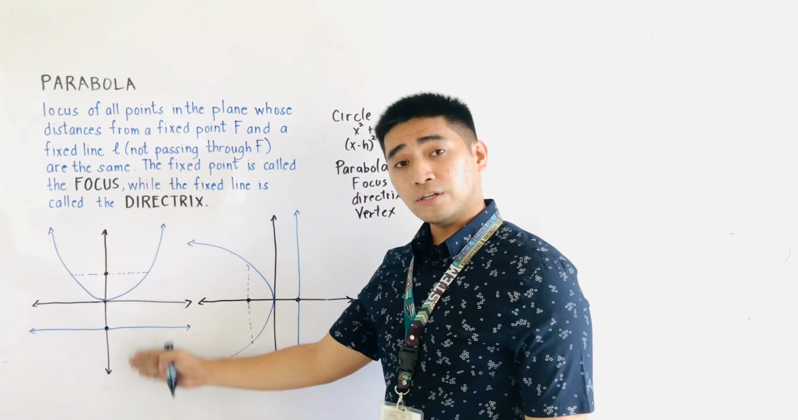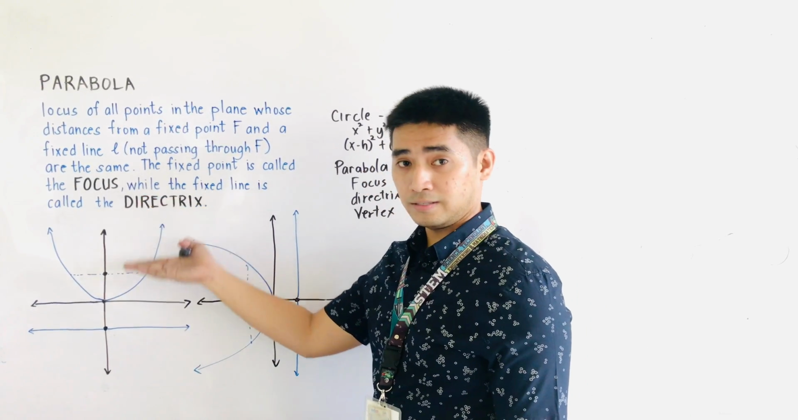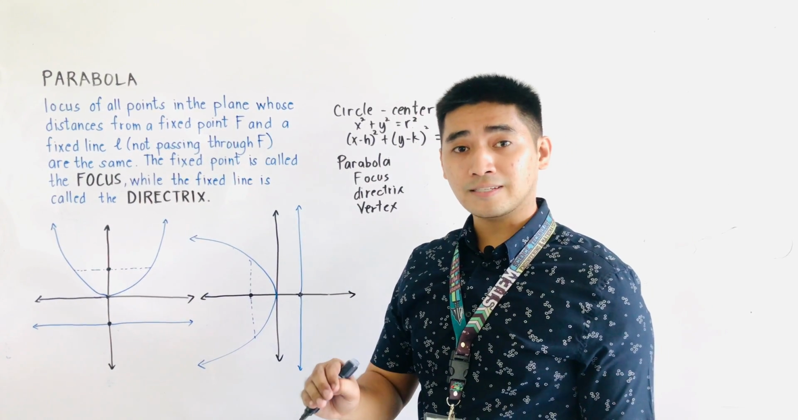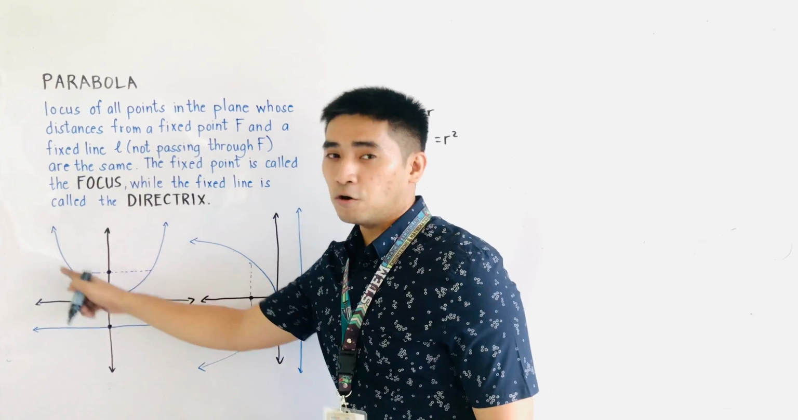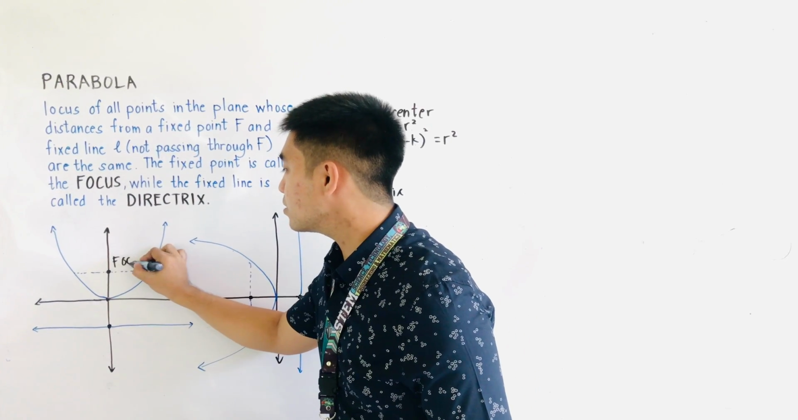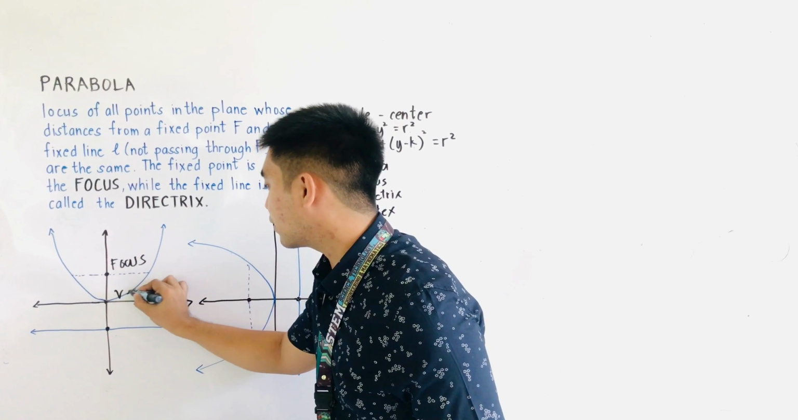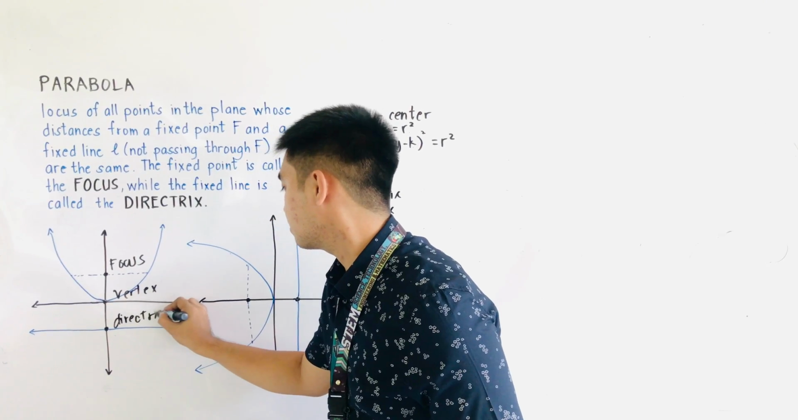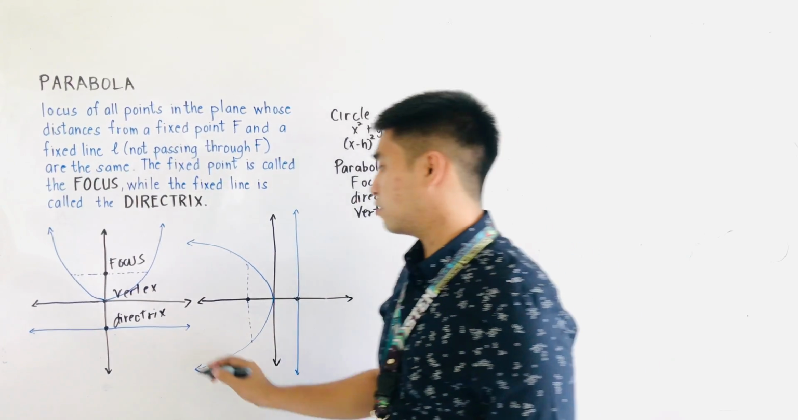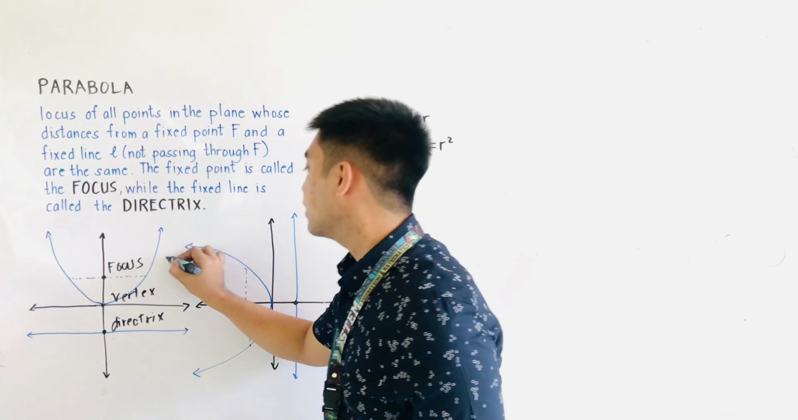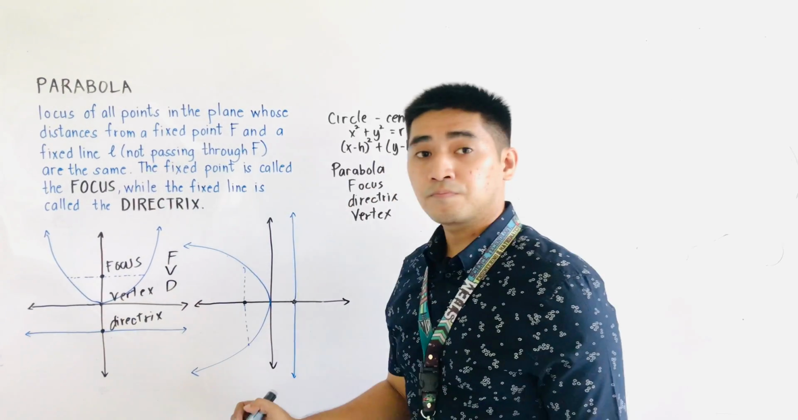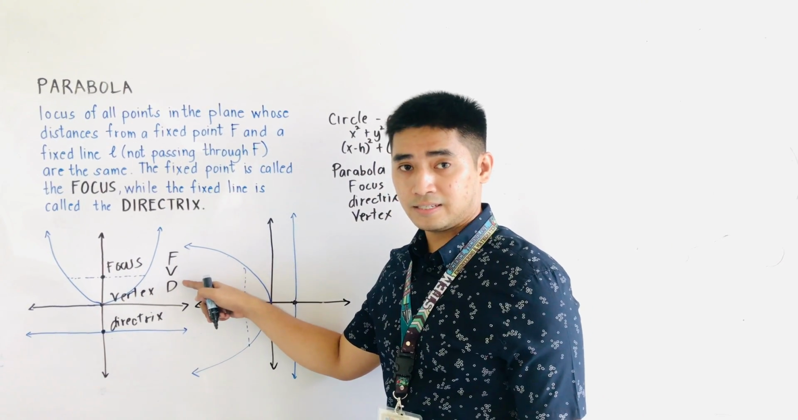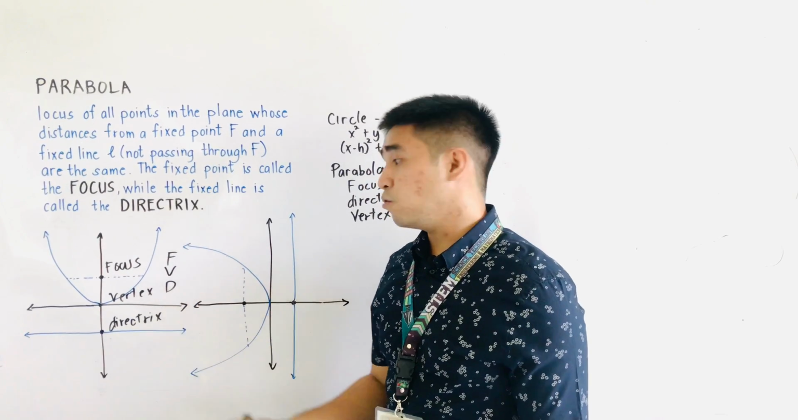So this is an illustration of a parabola opening upward. When we say it is opening upward, therefore, the focus should be above the vertex. Again, when a parabola is opening upward, this is the focus, this is our vertex, and this is our directrix. So this should be the arrangement if it is opening upward. F, V, D. The focus is always above the vertex, and the directrix is below the vertex.